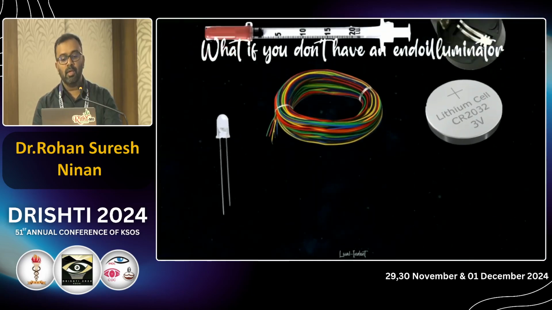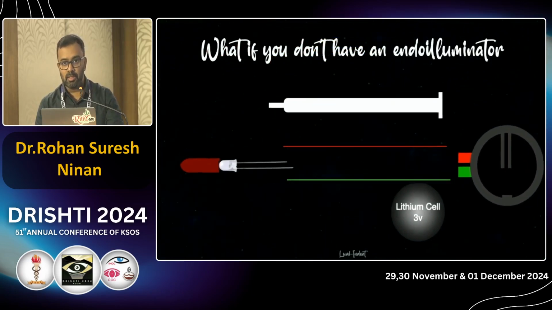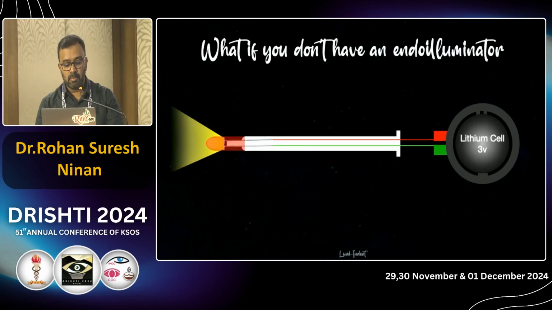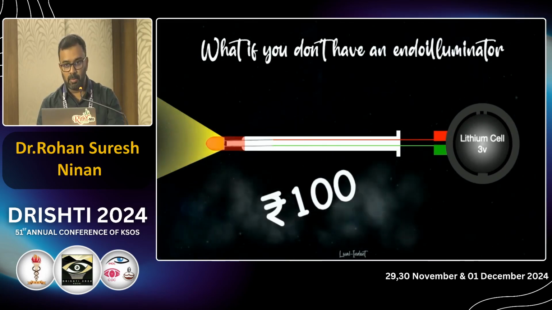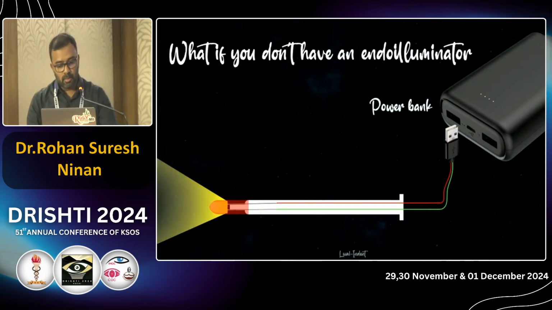Now, what if you don't have an endoilluminator? You can use an insulin syringe with an LED light source connected to a battery, and all this can be sterilized except for the battery. This can also be attached to a power bank.